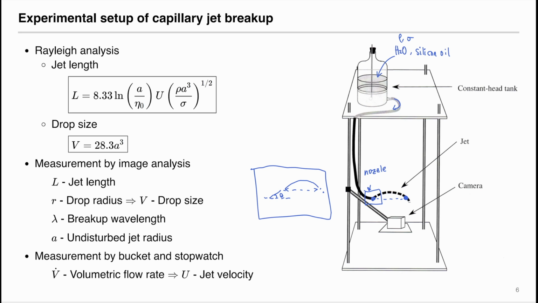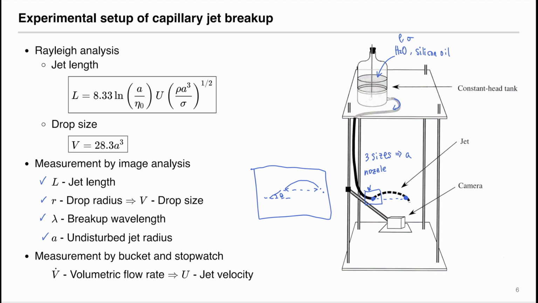When we perform the experiment, we will use a camera to capture the jet breakup. And from those images, we can use ImageJ analysis to determine the jet length and the drop radius, and therefore the drop size or volume, assuming they're spherical. And also determine the jet breakup wavelength as well as the undisturbed jet radius. Note that we will have 3 sizes of nozzle, which effectively correspond to different undisturbed jet radii. We'll also determine the effect of volumetric flow rate on jet breakup.